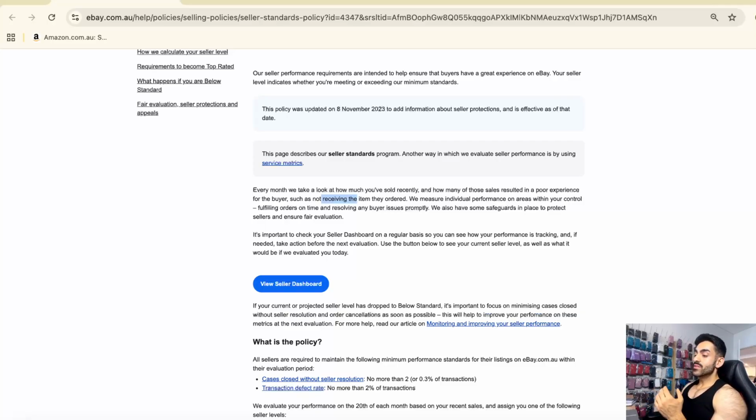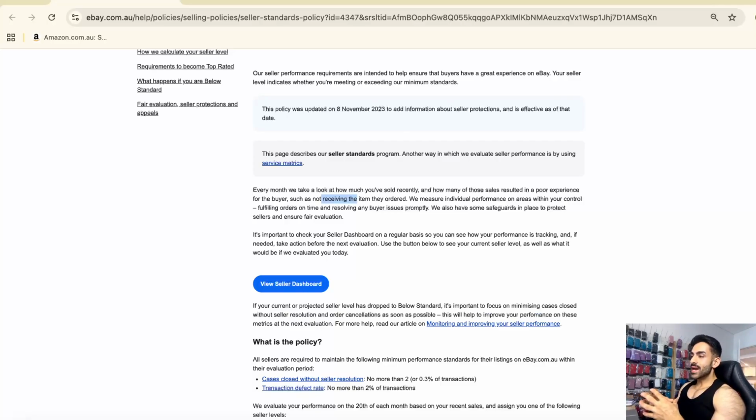We also have some safeguards in place to protect sellers and ensure fair valuation. So if a buyer is opening fake item not received cases and you're providing tracking numbers, they're going to jump in and favor you, right? Because as much as they want to protect the buyers, they want to protect their money as well. And also, you as a seller, they want you to participate in selling because you're the person they're going to get the transaction fees out of.